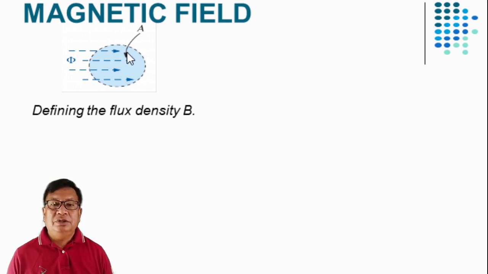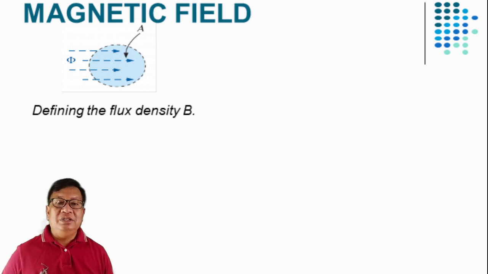Okay, so yung flux density natin, ito po yung measure of your fluxes, your phi, inside this cross-sectional area. Okay, so ito po yung tinatawag natin na density, flux density for the given cross-sectional area with the given number of fluxes in that cross-sectional area. Okay, so that is your flux density B.